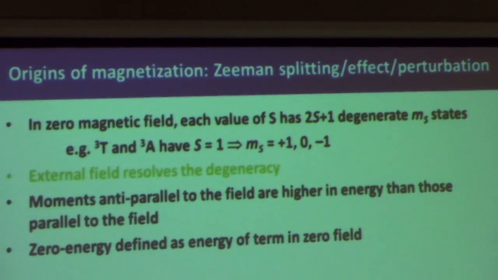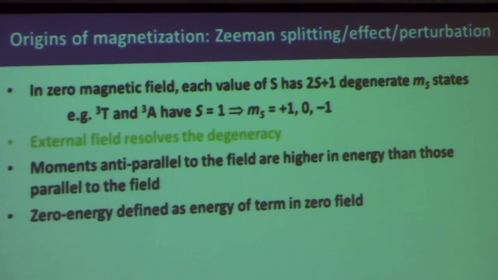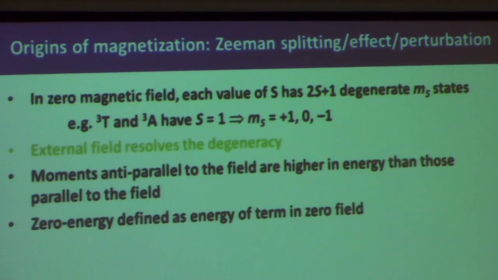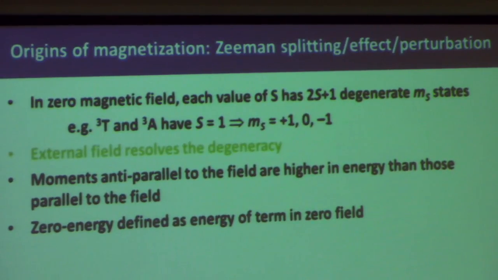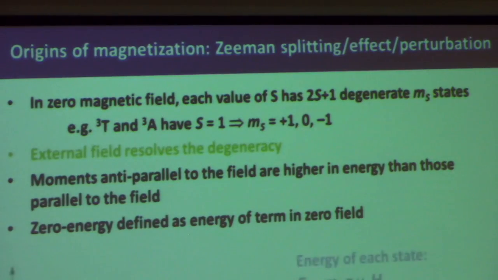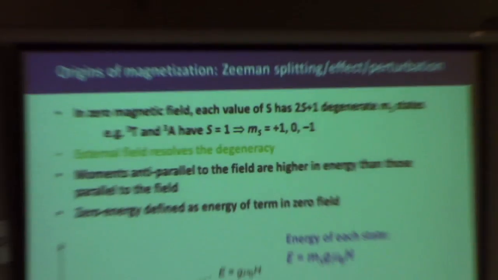So, by definition then, if we have a moment that is anti-parallel to the field, so field this way, moment that way, that has a well-defined energy, okay, that is higher in energy than the other. So one goes like this, higher in energy, one like this, lower. The 0 energy we can define, if you like, arbitrarily almost, as the energy of the term in 0 magnetic field. Seems obvious, but I think it's worth pointing out. So what happens? Looks like this.